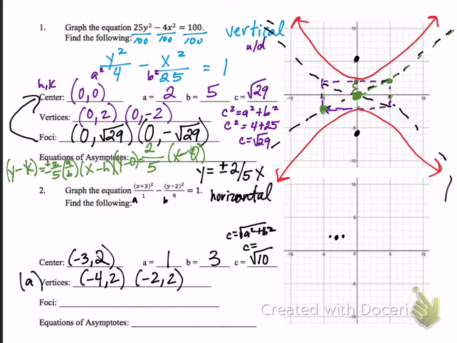Then I'm going to go up and down B. So I'm going to go up 3 and down 3. And I don't need to give the ordered pairs of those because we don't have covertices or anything like that. But I'm going to use it to make my rectangle. So I'm going to make my rectangle, and it looks kind of like a tall and skinny rectangle. Then you can draw your diagonal lines if you want.